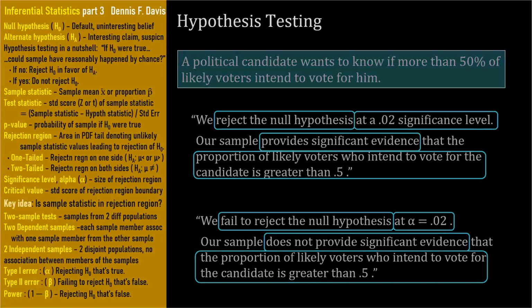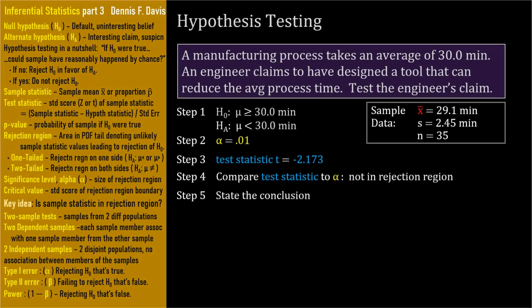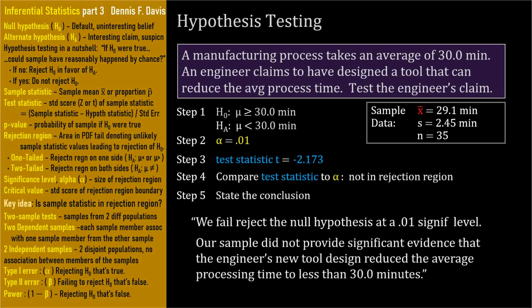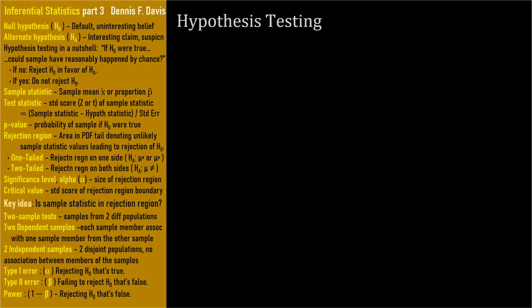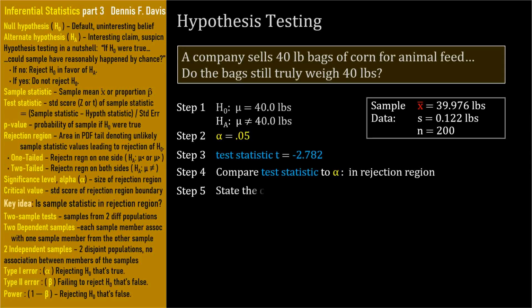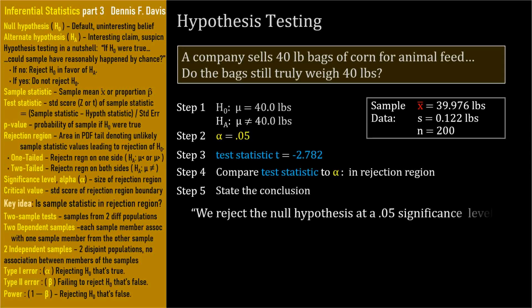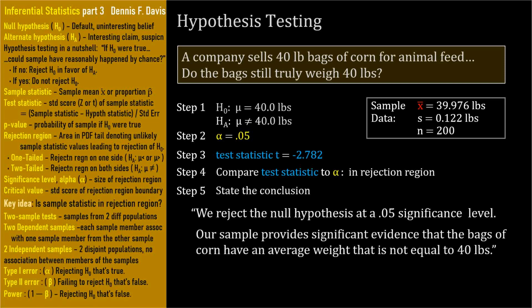Let's state the conclusion for sample problem number 2, the manufacturing process. The sample statistic was not in the rejection region, so we fail to reject the null hypothesis at the 0.01 significance level. The sample did not provide significant evidence that the engineer's new tool design reduced the average processing time to less than 30.0 minutes. For problem number 3, the test statistic was in the rejection region, so we reject the null hypothesis at a significance level of 0.05. The sample provides significant evidence that the bags of corn have an average weight that is not equal to 40 pounds.